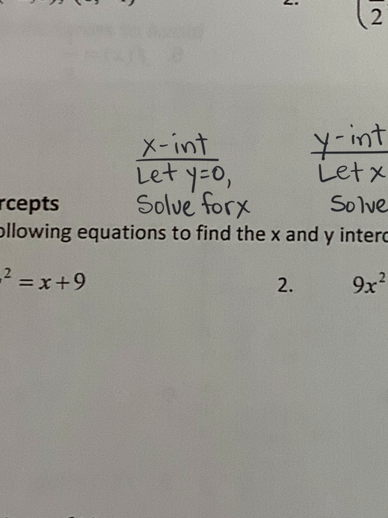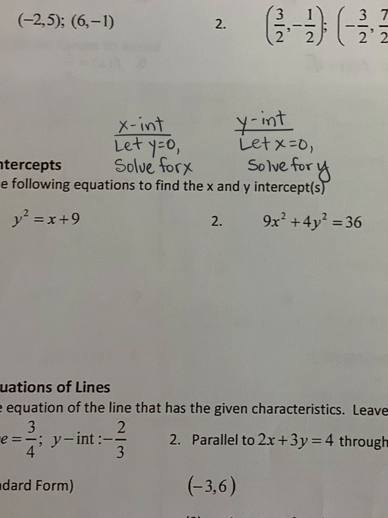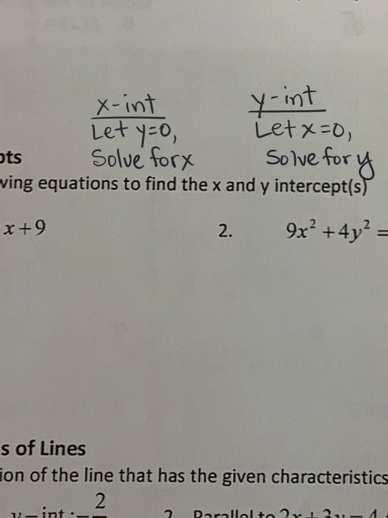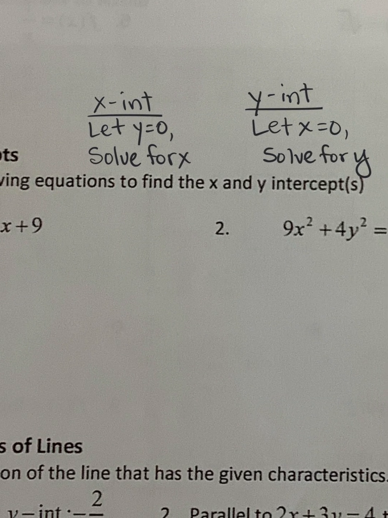Some of these, depending on if you have squareds, and I think all of those, I don't know about the last one. Yep, all those have squareds in them. So you're probably going to end up factoring for at least one side of it, the x-intercept or the y-intercept. You'll be factoring or taking square roots depending on what's going on.